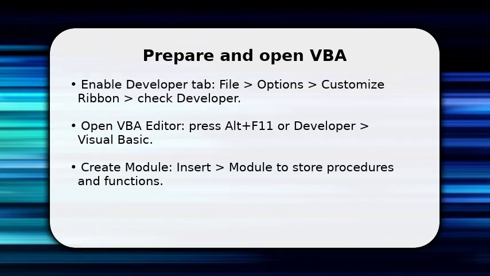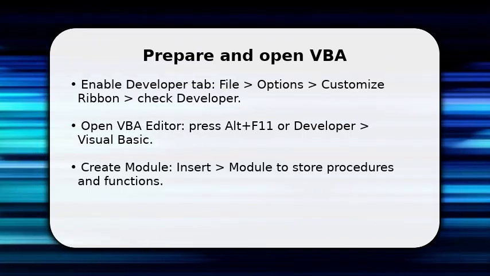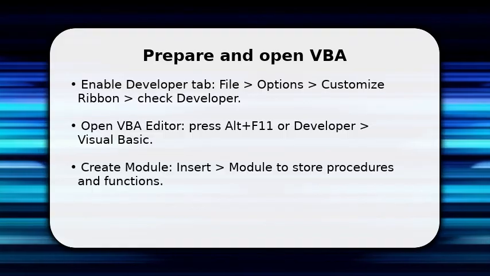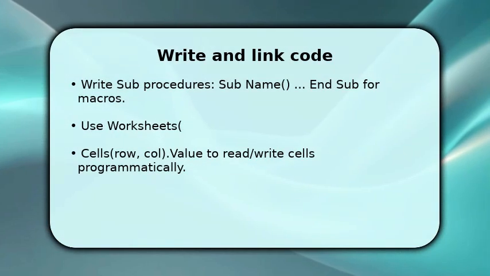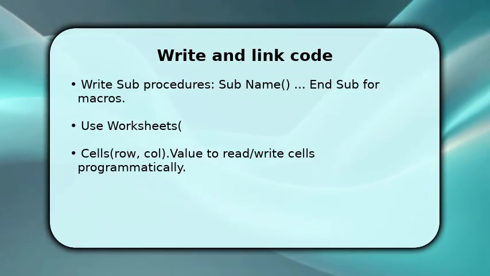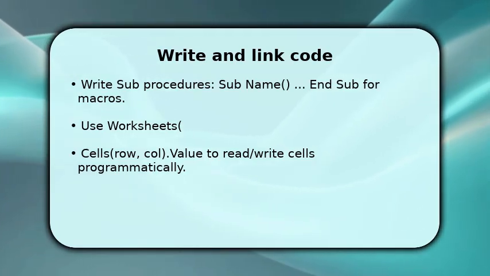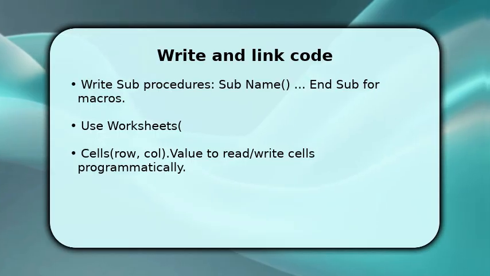You do this now to avoid workbook-level confusion and to separate procedures from worksheet events, which makes debugging and sharing much simpler as you proceed to write your first routine. You now write a sub-procedure that performs the task. Start with Sub MyMacro and End Sub. Use descriptive names and comments so you and others understand why each step exists.